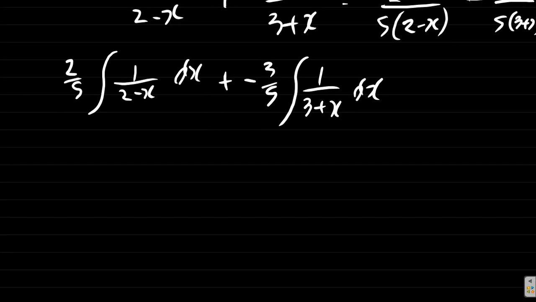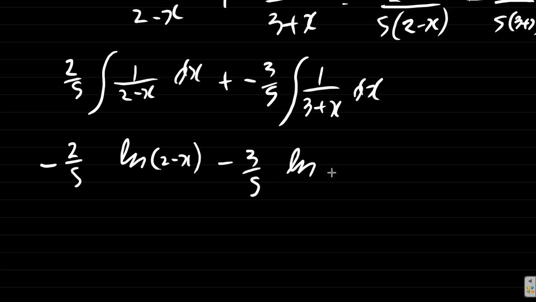When you integrate these, with the shortcut, you have 2 over 5 times ln of 2 minus x, and you divide by the derivative of 2 minus x, which is negative 1, so it's a negative here, plus, alright, you have minus 3/5 ln 3 plus x, and you divide by the derivative of 3 plus x here, which is 1, plus c. So that would be the answer, right? That would be the answer.